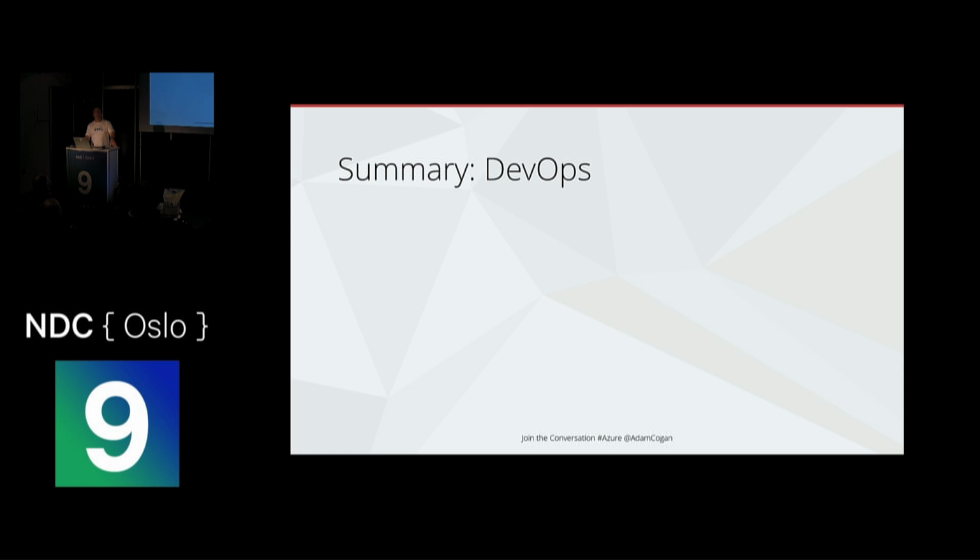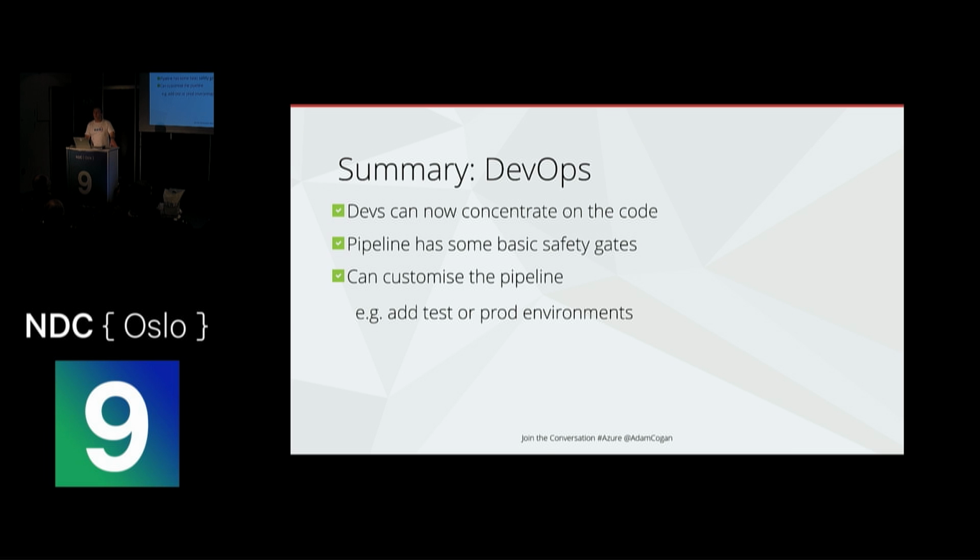All right, so a summary. Jason, I think, would be pretty happy with that. He's pretty happy he discovered that. Now, the devs can concentrate on code. It's got some basic safety gates in there. He can customize that pipeline by adding staging and production. He can track things with that backlog, nice and easy. All right.